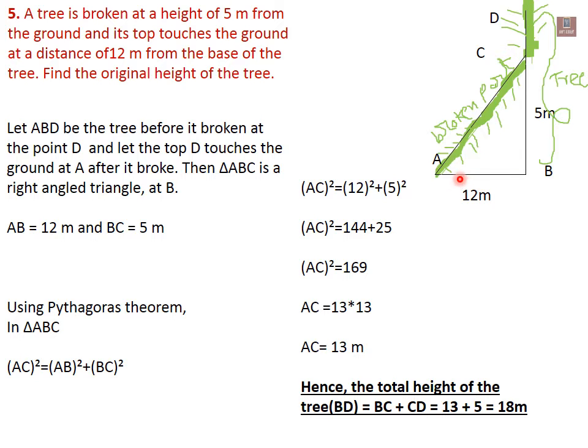Because it is forming a right angle triangle here, you will find it by using Pythagoras theorem. So hypotenuse square is equal to 12 square plus 5 square. So you will get 13 square. So AC value is 13, which means CD value is 13. 13 plus 5 is equal to 18 meters, which will be the total length of the tree.